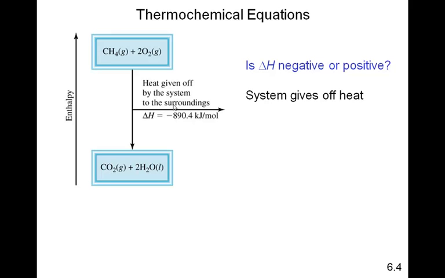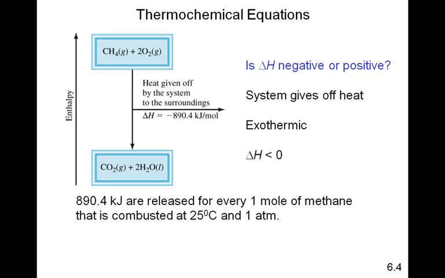So is the delta H negative or positive? Well, the system gives off heat. Therefore, the process is exothermic, and the delta H is less than 0. So, in a written statement, 890.4 kilojoules of energy are released for every 1 mole of methane that is combusted at 25 degrees Celsius in 1 atmosphere of pressure.